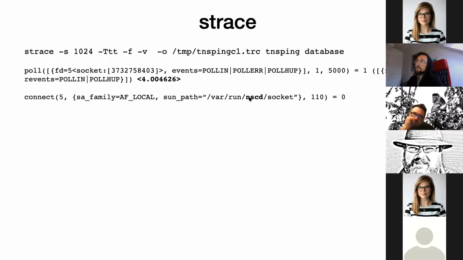NSCD is the name service cache daemon. This is a daemon running on the Linux operating system, which is responsible for caching, for example, DNS service responses. But not only that, it is also responsible for caching passwords, groups, and other stuff. But it is also responsible for caching DNS responses. So we started to figure out that there is something wrong with how DNS is used by the operating system itself.